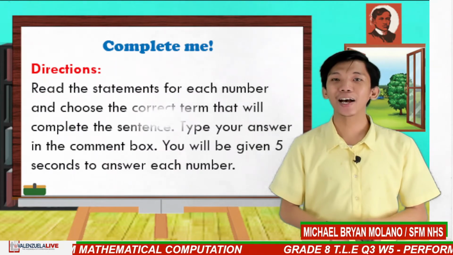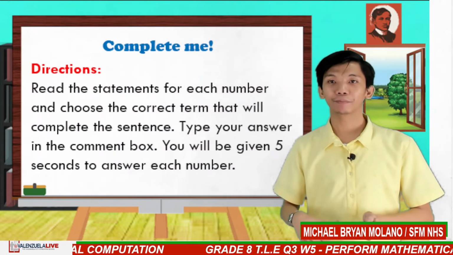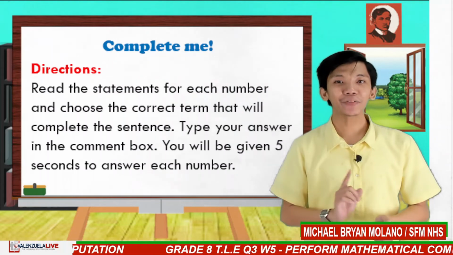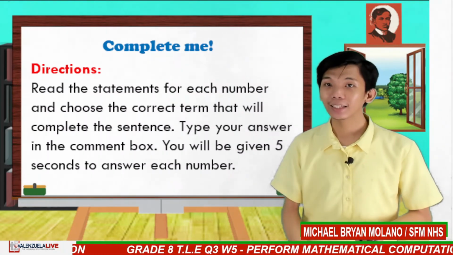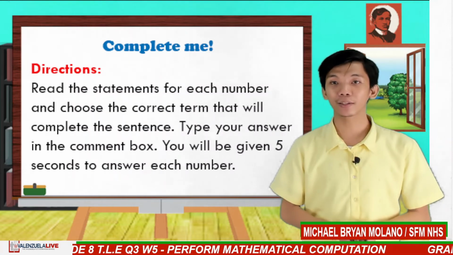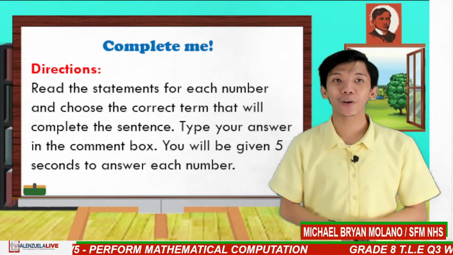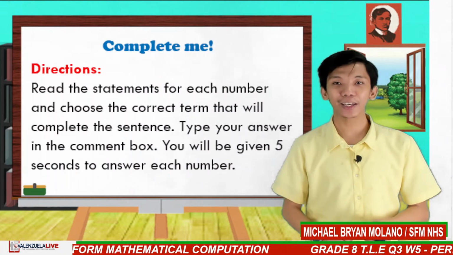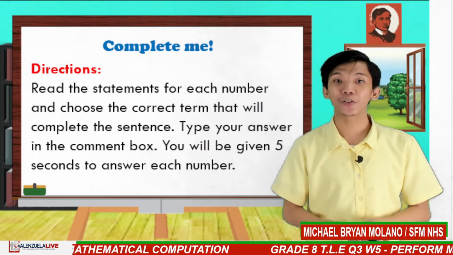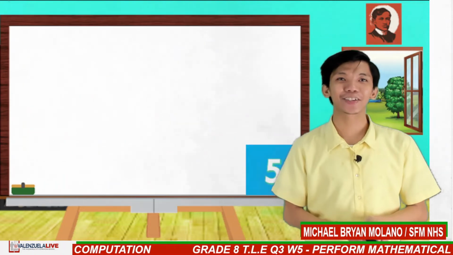Now, let's have this enrichment activity entitled Complete Me. With the directions, identify the word that will complete the sentence by choosing the right word inside the box. Write your answer in the comment section. You also have 5 seconds to answer each number. Are you ready? Great, let's start.